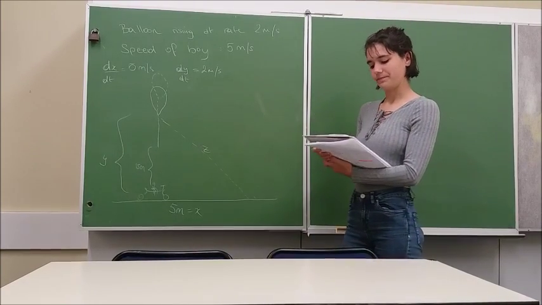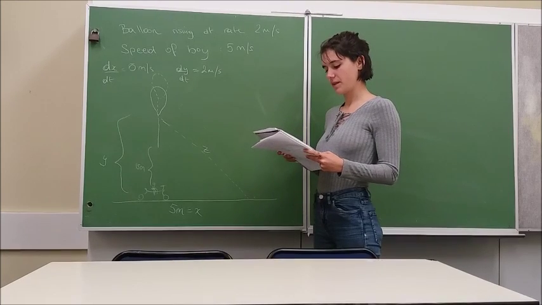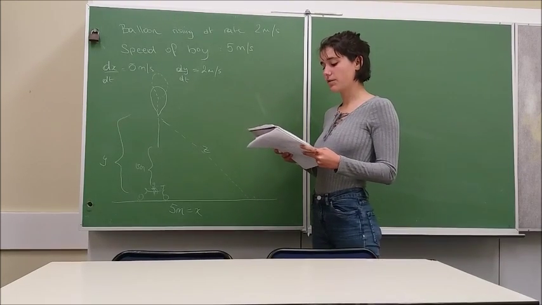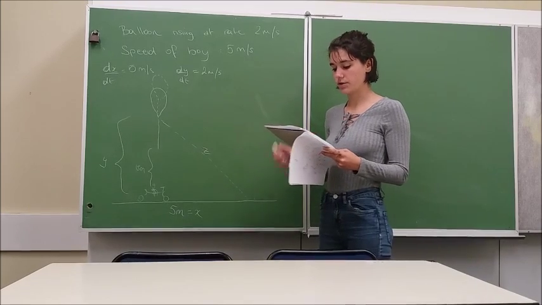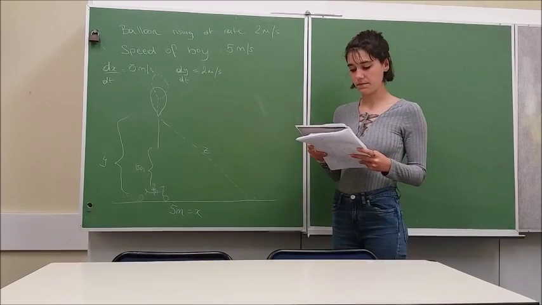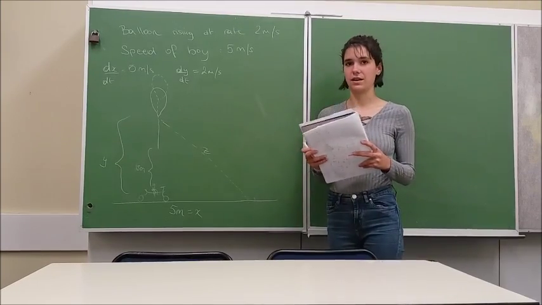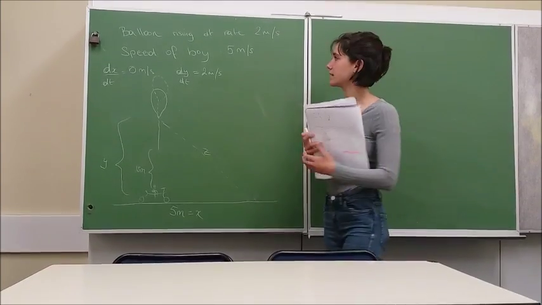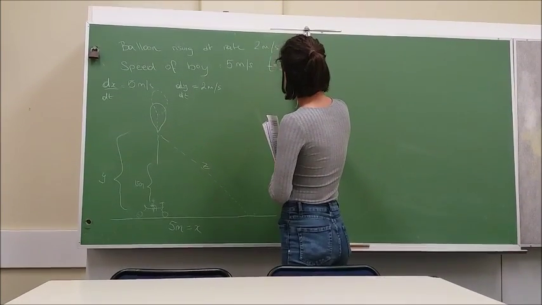The problem is, a balloon is rising at a constant speed of 2 meters per second. A boy is cycling along a straight road at a speed of 5 meters per second. When he passes under the balloon, it is 50 meters above him. How fast is the distance between the boy and the balloon increasing 3 seconds later? Okay, so we know the time: 3 seconds.